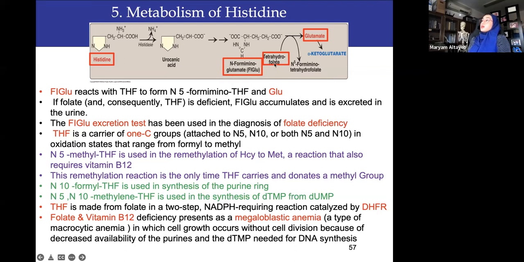And we also know that tetrahydrofolate is important for this reaction to regenerate, because this is converted from homocysteine. This is homocysteine plus N-formimino tetrahydrofolate gives you methionine and tetrahydrofolate. Again, I'm just reiterating the same reaction. So when you don't have tetrahydrofolate, this excretion is going to increase. Also, you're not going to be able to form purine rings, which is why there's impaired synthesis of DNA in folate and vitamin B12 deficiencies, and that's why it presents as a megaloblastic anemia.